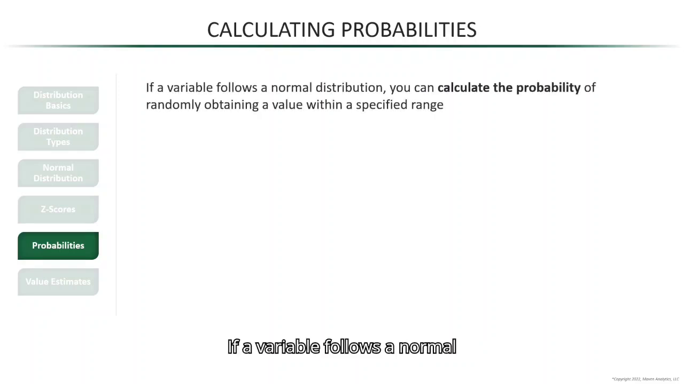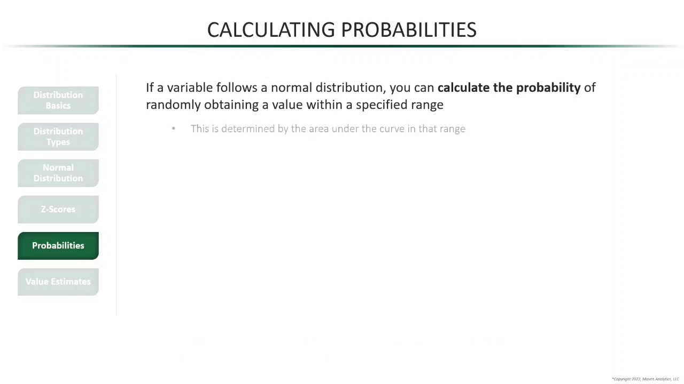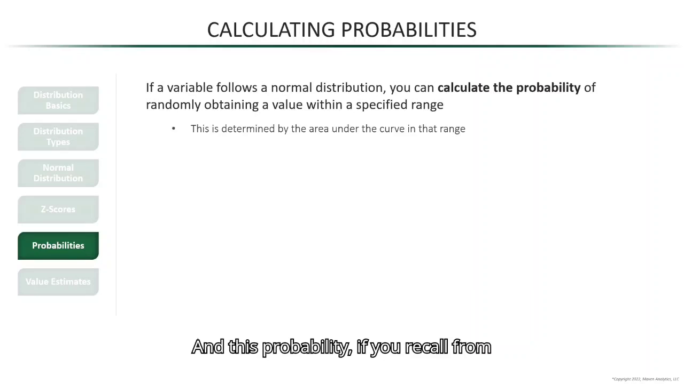If a variable follows a normal distribution, then you can calculate the probability of randomly obtaining a value within a specified range. And this probability, if you recall from the distribution types lecture, is determined by the area under the curve in that range. Now, if you took a stats class in high school or in college, then this is typically when the integral calculus came knocking at the door, or rather came and knocked you out. At least it did with me. But because of the Excel functions that I introduced in the last lecture, we're not going to need any calculus, so no need to worry about that.